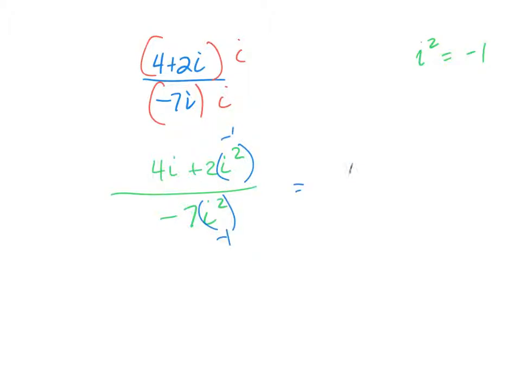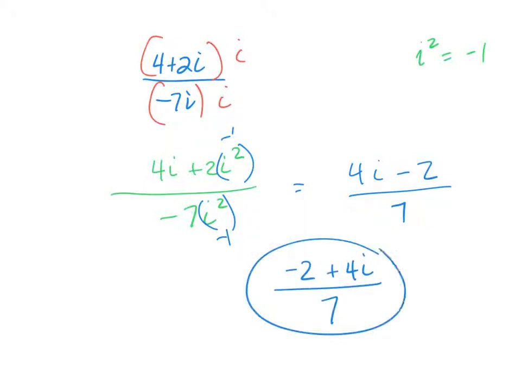That gives us 4i plus 2 times negative 1, which is minus 2, over negative 7 times negative 1, which is 7. And you typically put the real part first and the imaginary part second. So that would be your final answer.